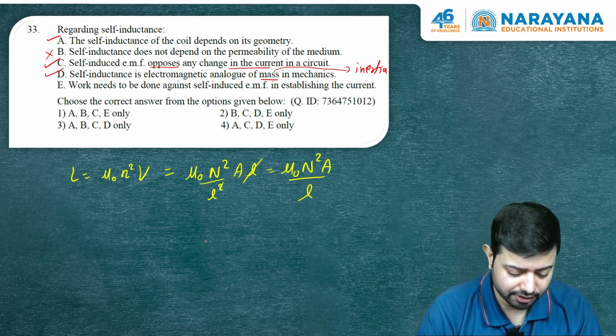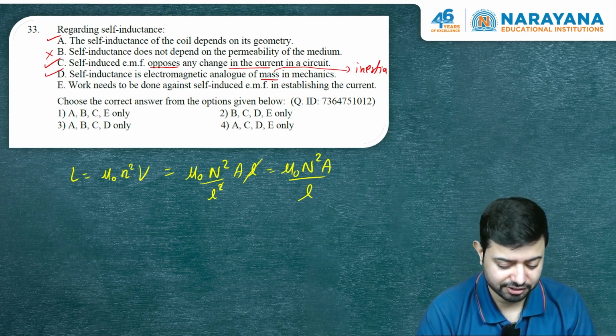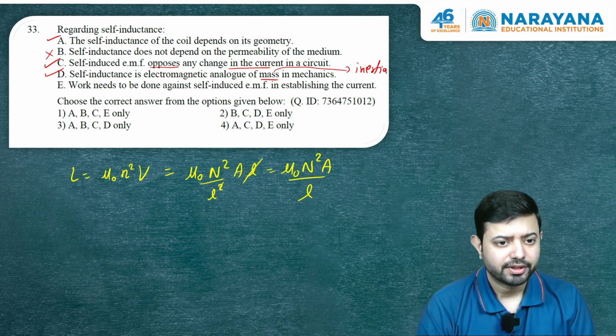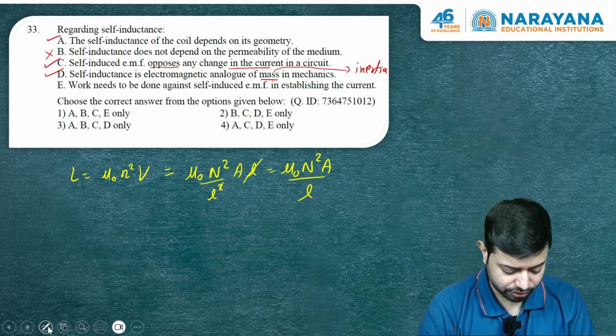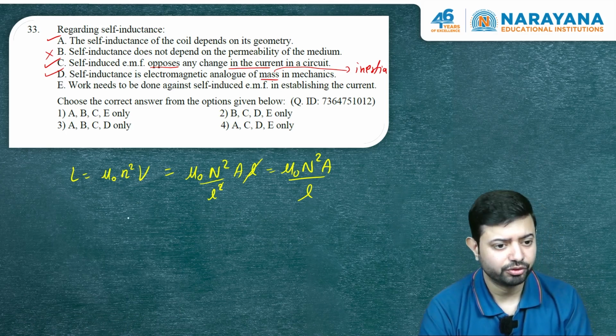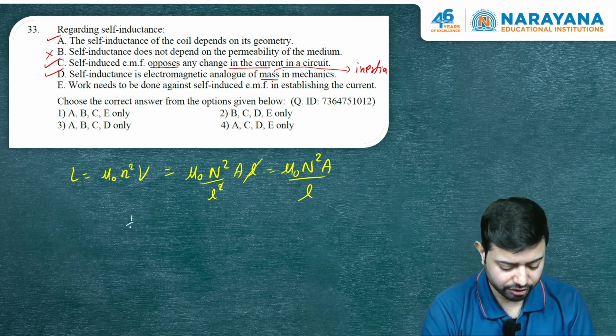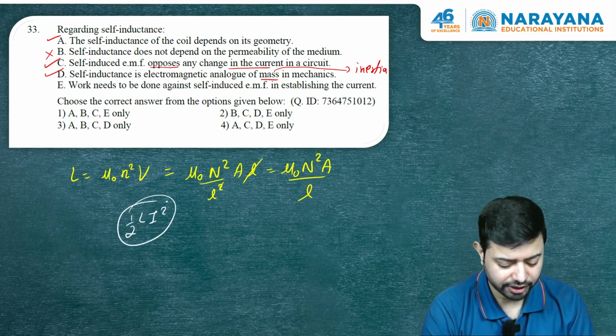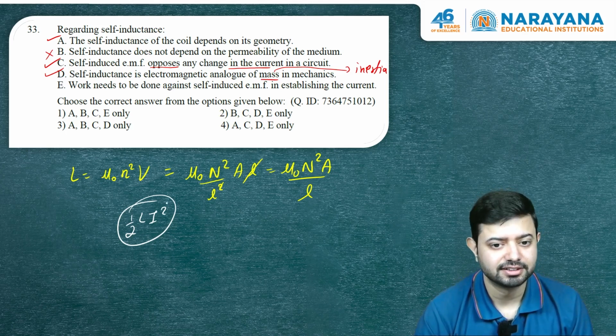Work needs to be done against self induced EMF in establishing the current. Yes, so how much is the work actually? You have already gone through it. The work actually comes out to be, when you do the work on that inductance, it's going to result into half L i squared, that is stored as the energy in the inductor.